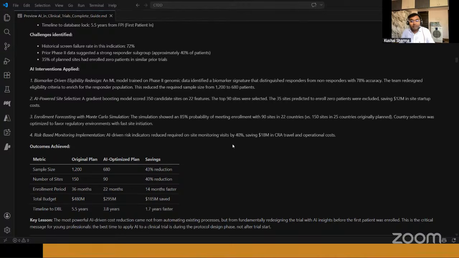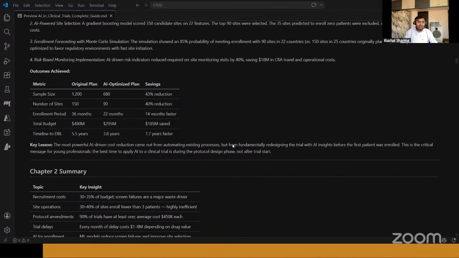Fourth one is risk-based monitoring implementation. AI-driven risk indicators reduced required on-site monitoring visits by 40%, saving $18 million in CRA travel and operation cost. So the outcomes achieved are: sample size, original plan 1200, AI-optimized plan 680, saving a 43% reduction.